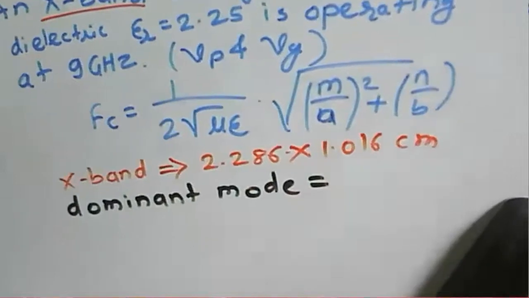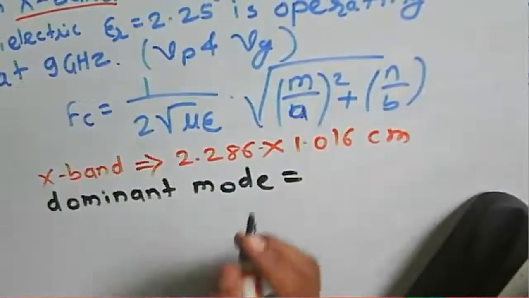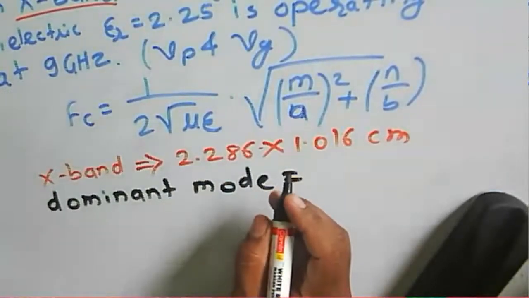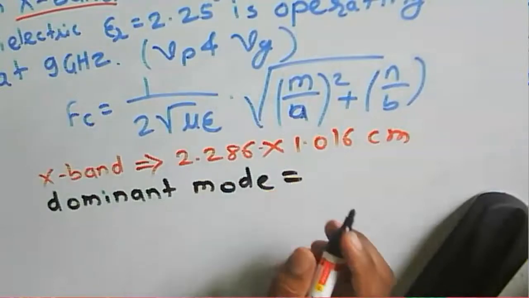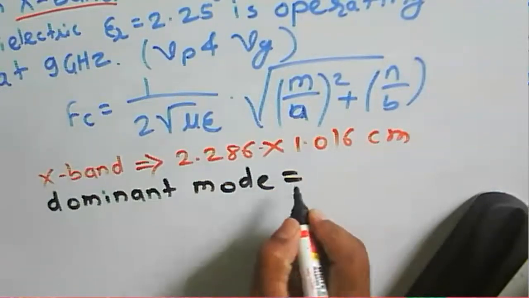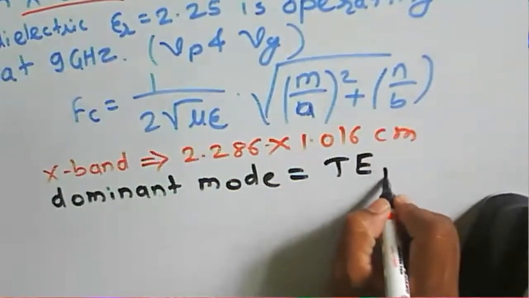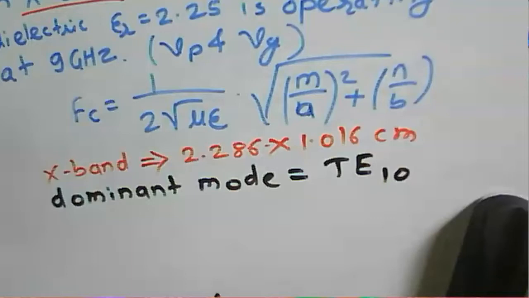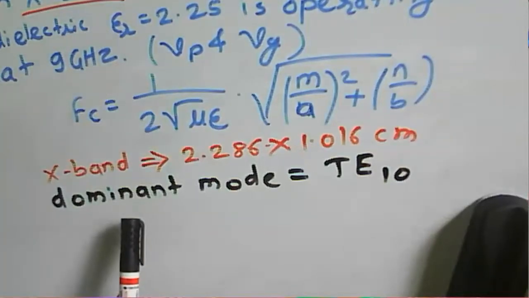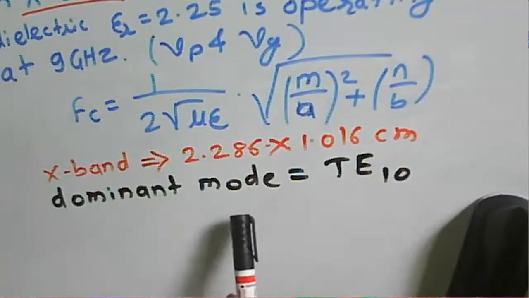So what is the dominant mode? The dominant mode has the lowest cutoff frequency. Generally, the TE10 mode is nothing but the dominant mode. So for the TE10 mode, we are supposed to find the cutoff frequency.